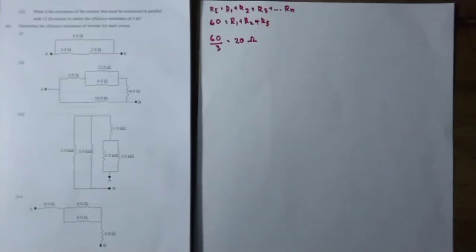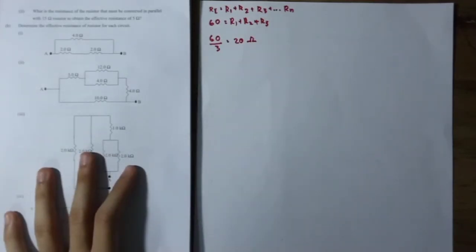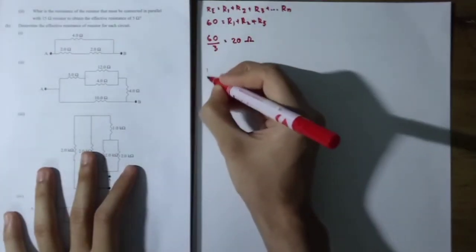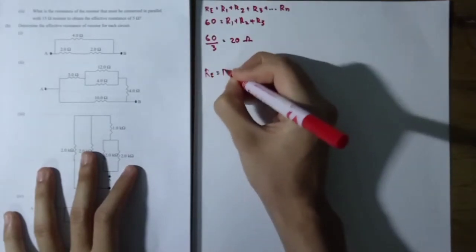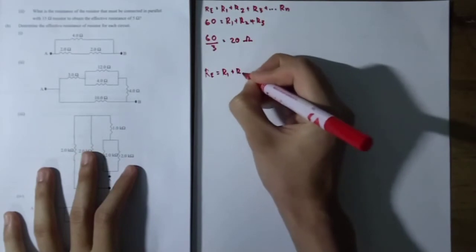Okay, 7A2. What is the resistance of the resistor that must be connected in parallel with a 50 ohm resistor to obtain the effective resistance of 5 ohm? Okay, so the question given is R effective equal to R1 plus R2.